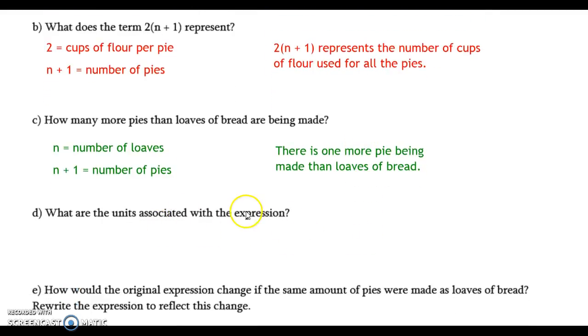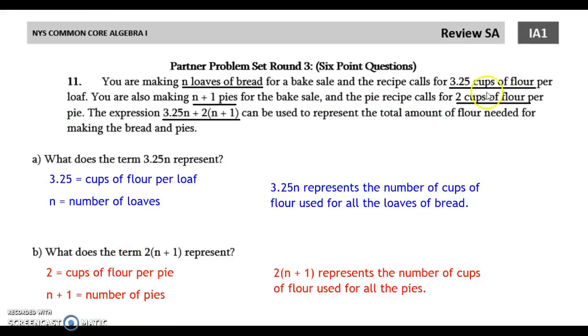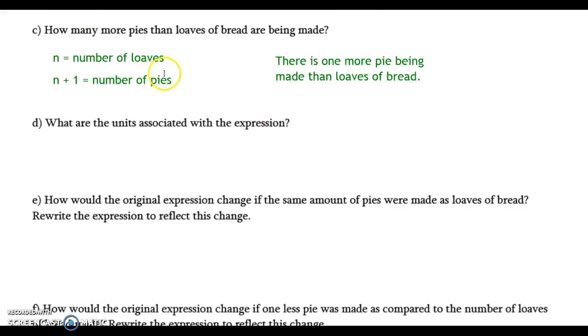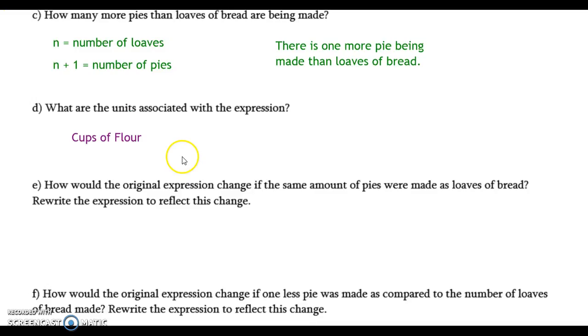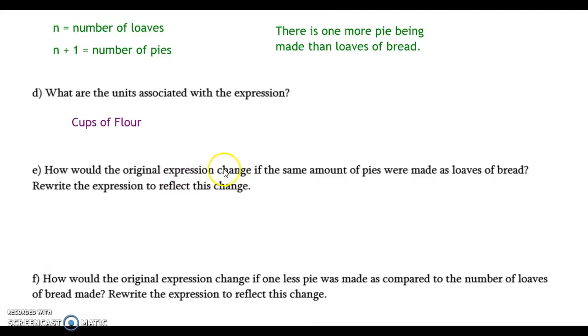What are the units associated with the expression? Well, we remember that in the beginning of the problem, it talked about cups of flour. So we can express that as cups of flour. Letter E says, how would the original expression change if the same amount of pies were made as loaves of bread? The only thing that would have to change is the number of pies would change from n plus 1 to simply n. So let's rewrite the expression to reflect that change.